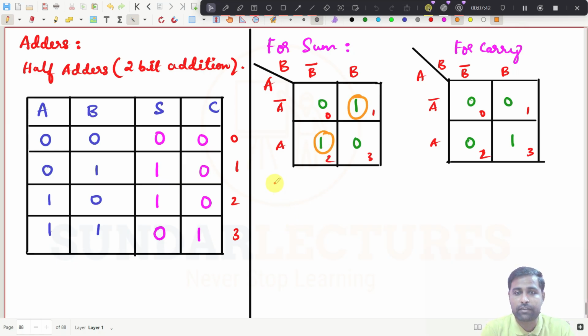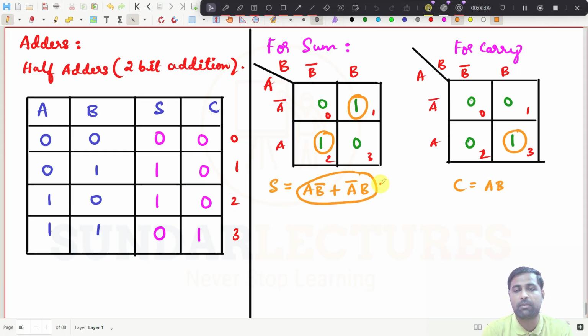And what I will have now for sum, I can write S is equal to, this is the first equation, A B bar plus A bar B, right? That is for sum. And for carry, what is the option? Only this one can be done separately. So this is AB, so carry will be AB. This is the equation you are getting. What is this actually? A bar B plus A B bar is nothing but, as we have already seen, A XOR of B.